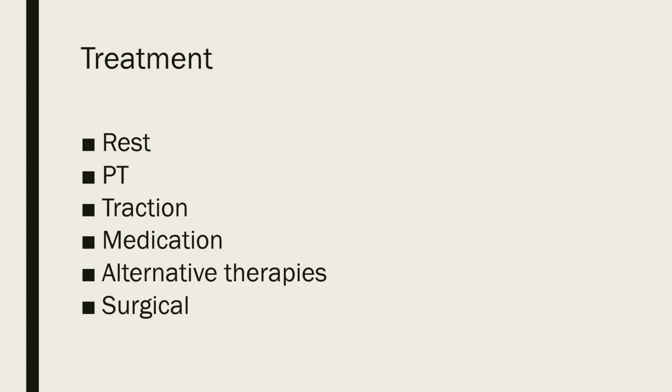Traction: when we're looking at traction, there is a prescribed amount of weight that the physician will order. When we walk into the room, we want to make sure that the weights are hanging freely. The weights should not be sitting on the floor. They should be freely hanging. And we also want to make sure the client is in line with the traction apparatus. They should not be turned sideways from the traction. They have to be in line with the traction.